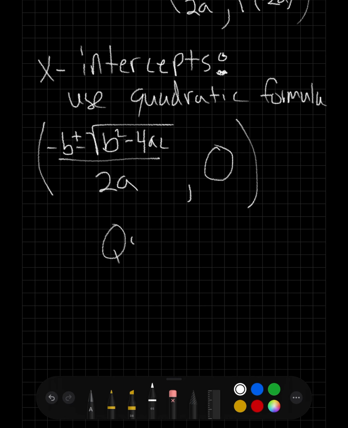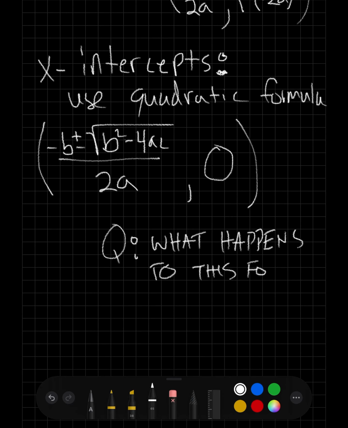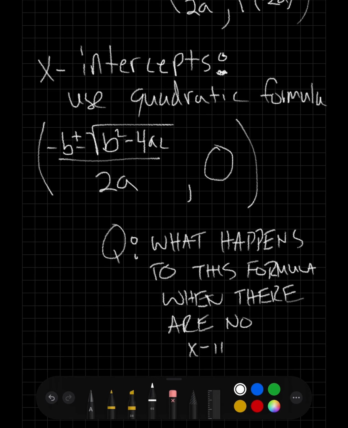So one question I'd like you to think about. What happens to this formula when there are no x-intercepts? What happens? You might know from a previous class, you might have to figure it out, but it is something I'd like you to think about.